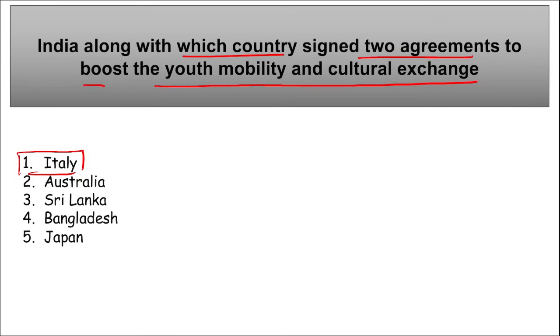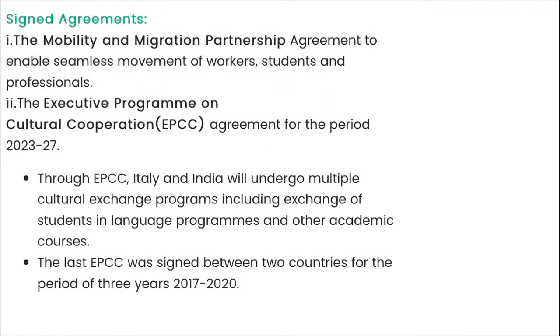Correct? This was signed during Dr. S. Jaishankar's 2-day visit to Italy, on 2nd and 3rd November. These 2 programs we are talking about here: first is the Mobility and Migration Partnership Agreement that will enable seamless movement of workers, students and professionals between India and Italy.